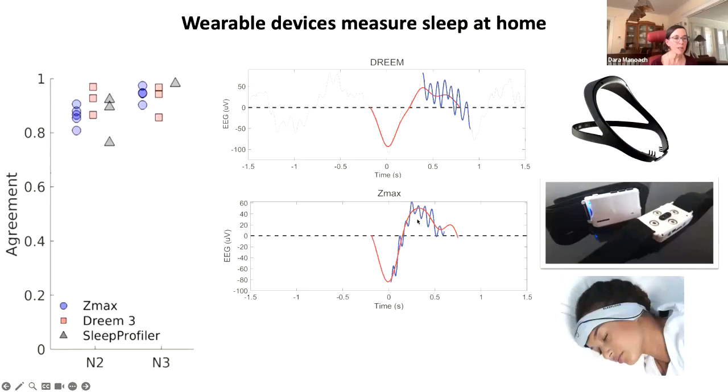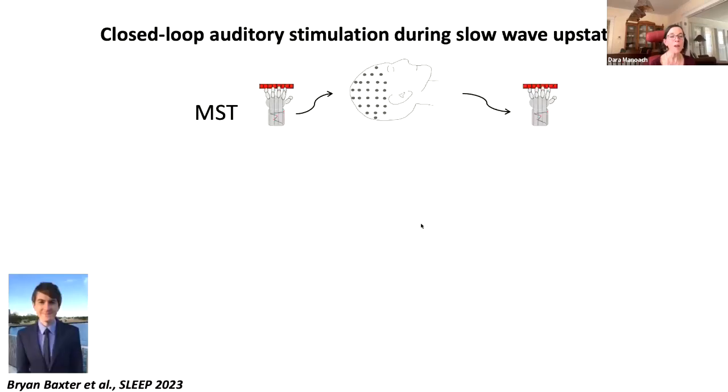Here's the downstate, here's the upstate, and the spindles riding on top of these slow waves, this spindle activity, which is coupled with slow waves. Some of them can also deliver precisely timed sounds, auditory stimulation, which is a potential treatment for spindle slow wave coordination deficits. Brian Baxter in my lab is testing closed loop auditory stimulation during sleep. Closed loop because it's timed precisely to the upstate of slow waves.